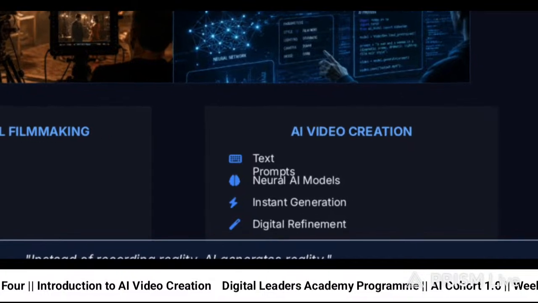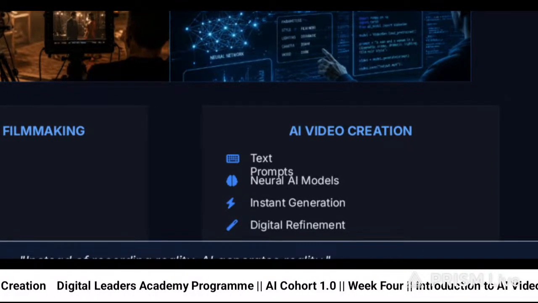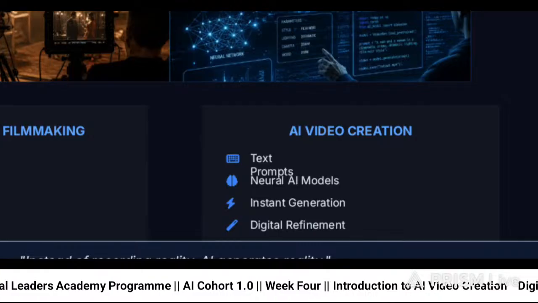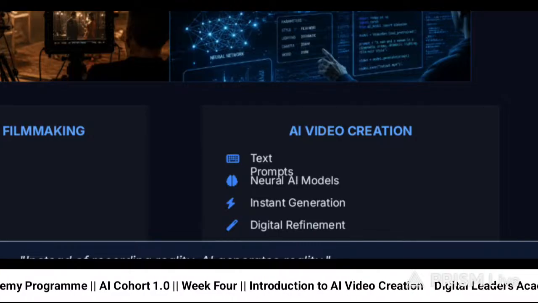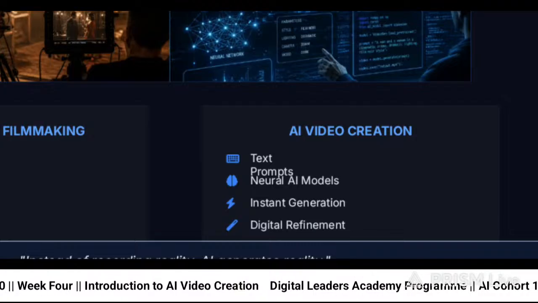Now, with AI video creation, all you need is your text prompt. You need your neural AI models. You need your instant generation. You go to the instant generation and then you do your digital refinement. Even your AI can do the digital refinement.